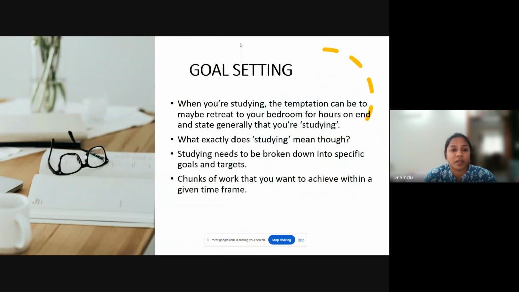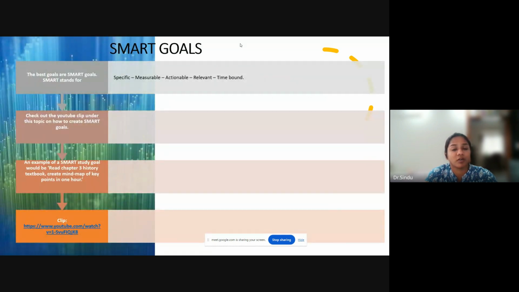So, goal setting. When you are clear about your tasks, you can easily set your goals. When you are studying or doing some work, the temptation can be to retreat to your bedroom for hours on end and say generally that you are studying. So what exactly does studying mean? Studying needs to be broken down into specific goals and targets: the chunks of work that you want to achieve within a given time frame. That is called goal setting.